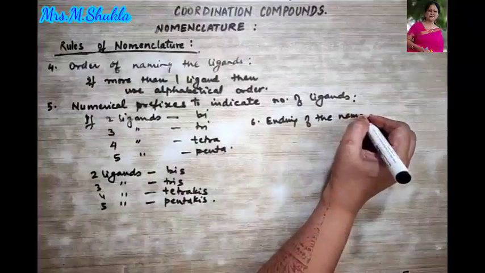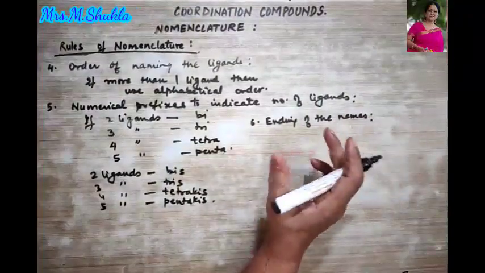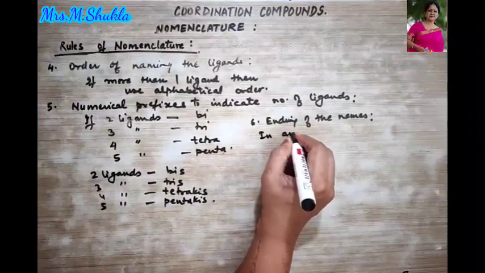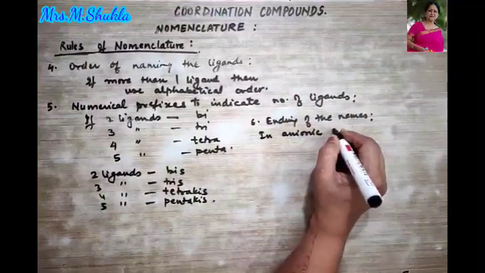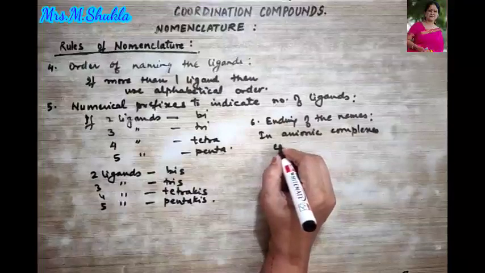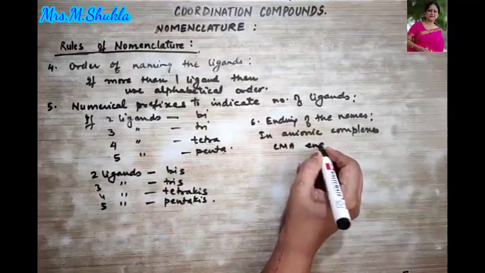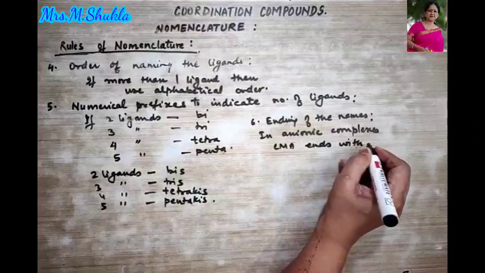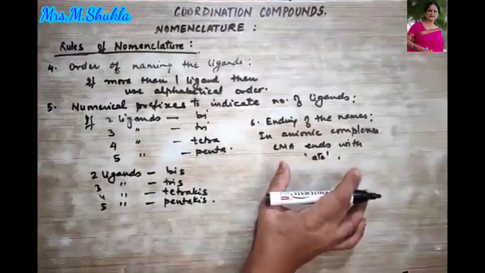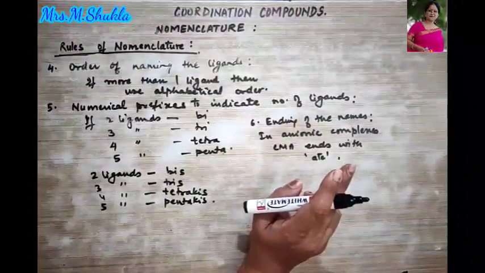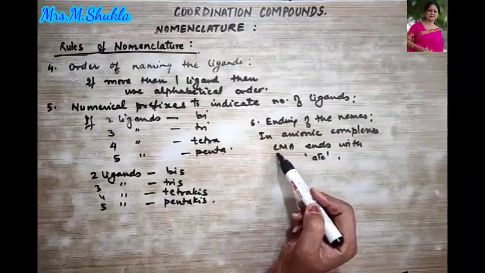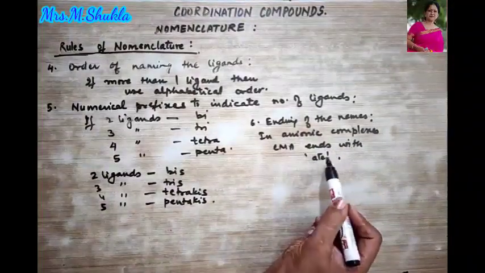Then coming to the sixth point over here, ending of the names. How do we end the names? So in anionic complexes, I'm writing it down over here, the central metal atom always ends with ate. Always remember, a very important point. The sixth point is very important. In anionic complexes, the central metal atom always ends with the word what?